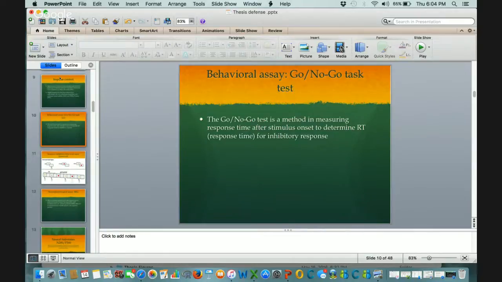To measure impulsivity, or decreased response inhibition, through this test, we look at the number of errors during the no-go trials and the faster response time to the no-go trials.